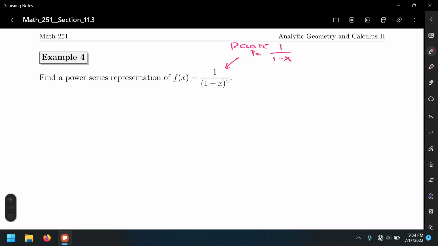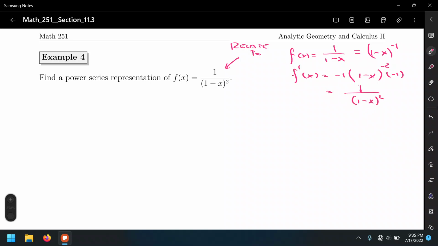Let me rewrite it over here. f of x equals 1 over 1 minus x, which is 1 minus x to the negative 1. If we take the derivative f prime, that's going to be negative 1 times 1 minus x to the negative 2 times, by the mini chain rule, the derivative of the inside, which is negative 1. A negative times a negative is a positive, and this negative 2 exponent can be rewritten as 1 minus x quantity squared.